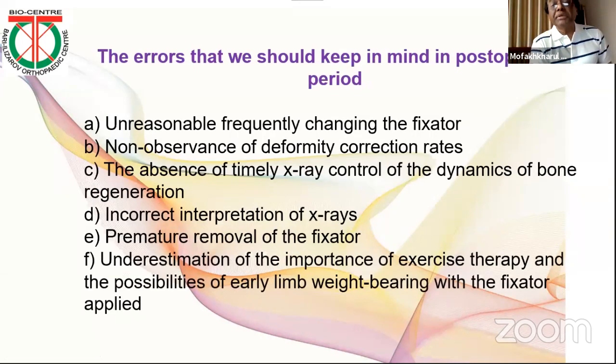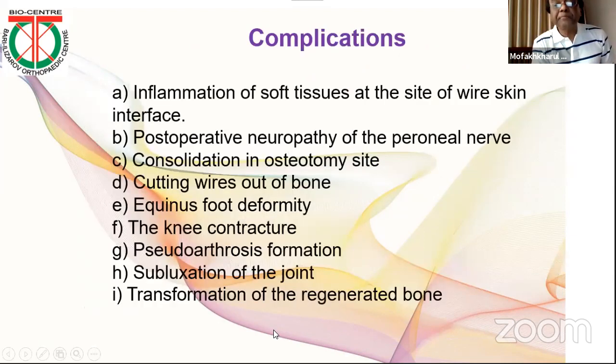The errors should be kept in mind post-operatively. Dear friends, see, unreasonable is frequently changing the fixator. Non-observance of deformity correction rates, the absence of timely X-ray control with dynamic regeneration, incorrect interpretation of X-rays, premature removal of the fixator, underestimation of the importance of exercise therapy and the possibilities of early limb weight bearing with the fixator applied. And complications, of course, you should keep in your mind during treatment.